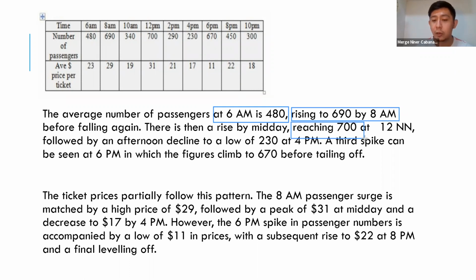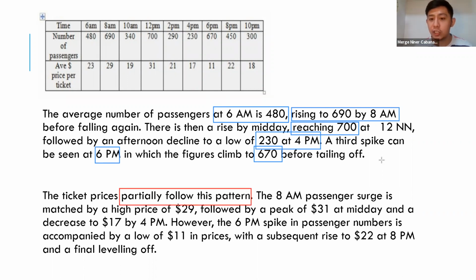This is the highest volume of passengers at 12 noon, followed by an afternoon decline to a low of 230 at 4. A third spike can be seen at 6 p.m., by which the figure climbs to 670 before tailing off. Now, let us talk about the ticket price. So we have to also make sure that when we discuss ticket price, we will be highlighting the exception, which was the nighttime. The ticket prices partially follow this pattern.